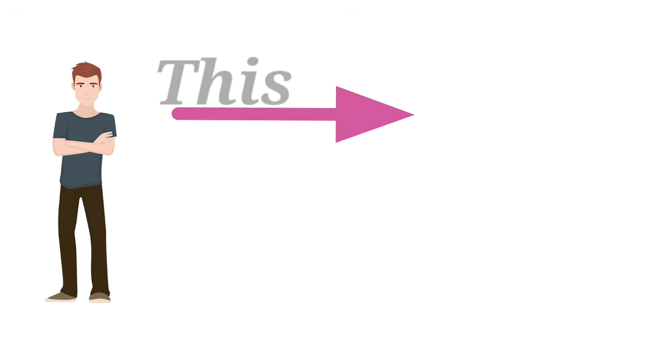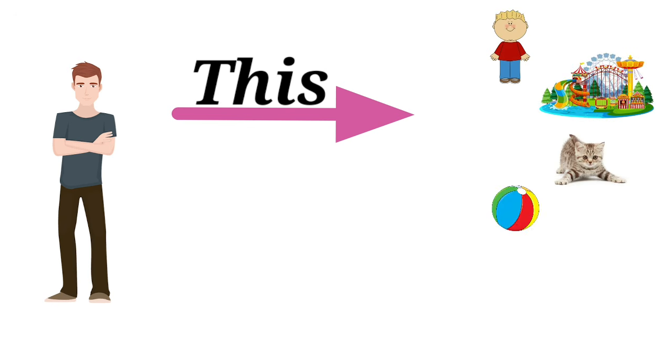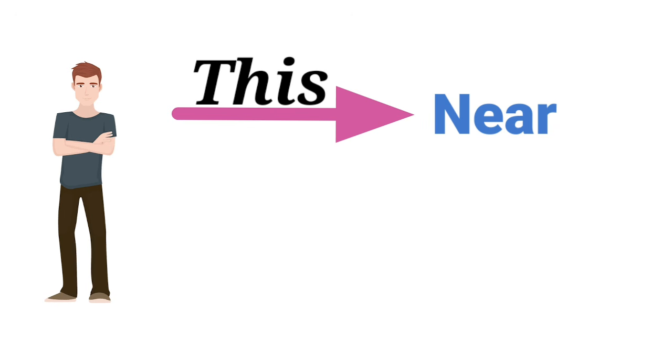We use this to show a single person, place, animal or a thing which is near to us. मतलब जो चीज़ हमारे आसपास या सामने होती है उसके लिए हम this यूज़ करेंगे.